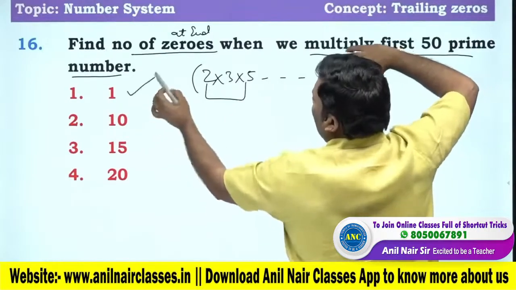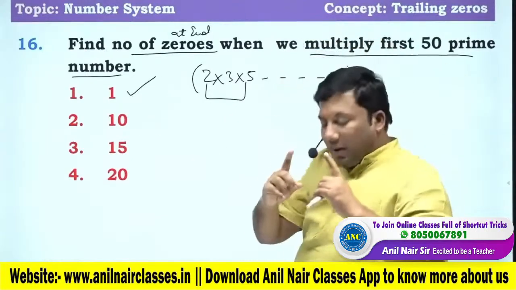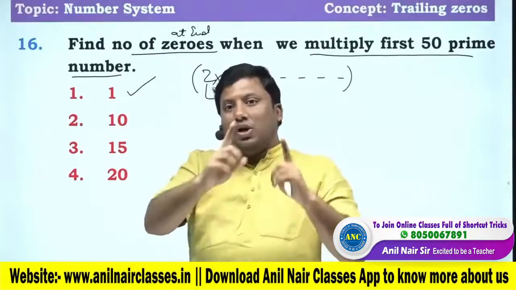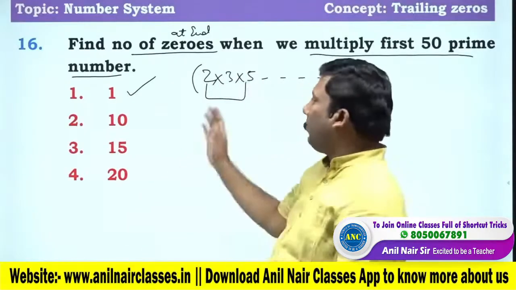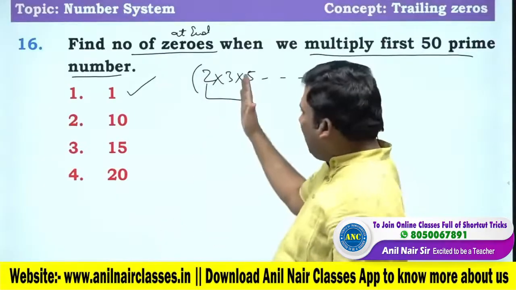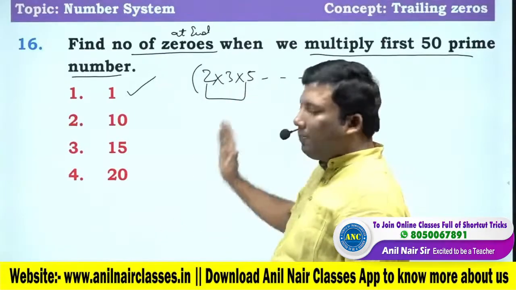There will be only one 0 at the end. The prime number which is even is 2. So a single power of 2 is there, multiplied by a single power of 5. Here, a single power of 5.